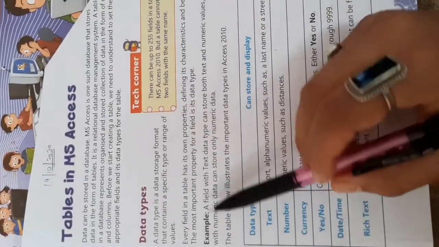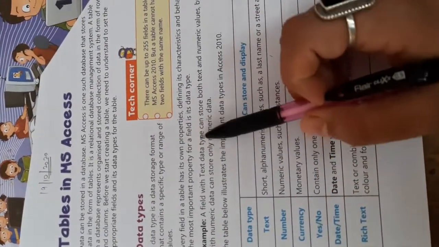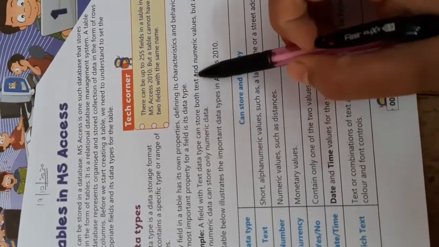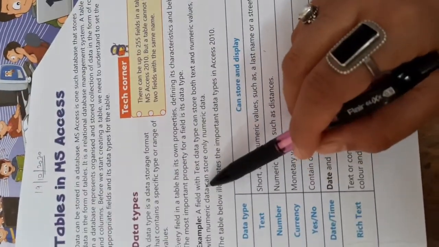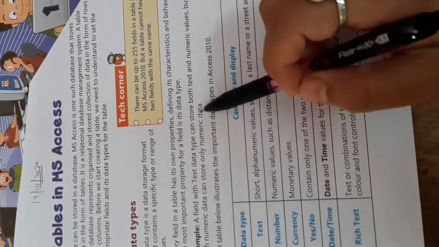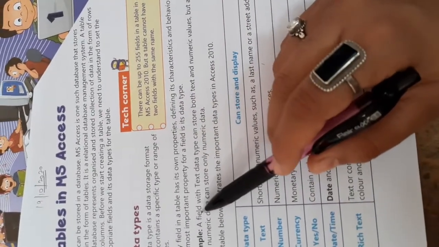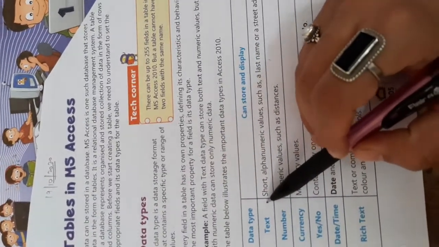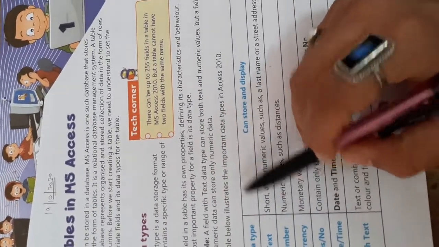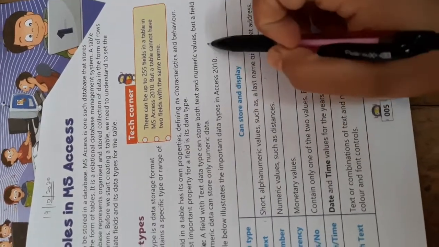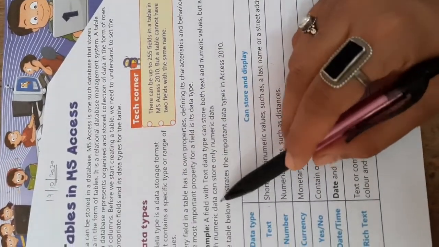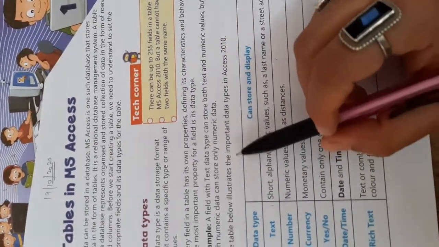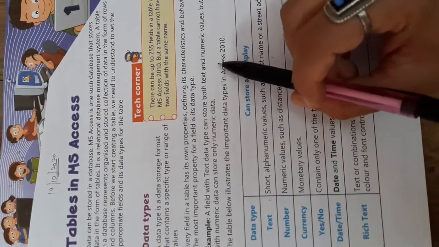For example, a field with text data type can store both text and numeric values, but a field with numeric data type can store only numeric numbers. In a text field you can store both text and numbers, but in the field in which we have data in number form, we can only save numeric data.